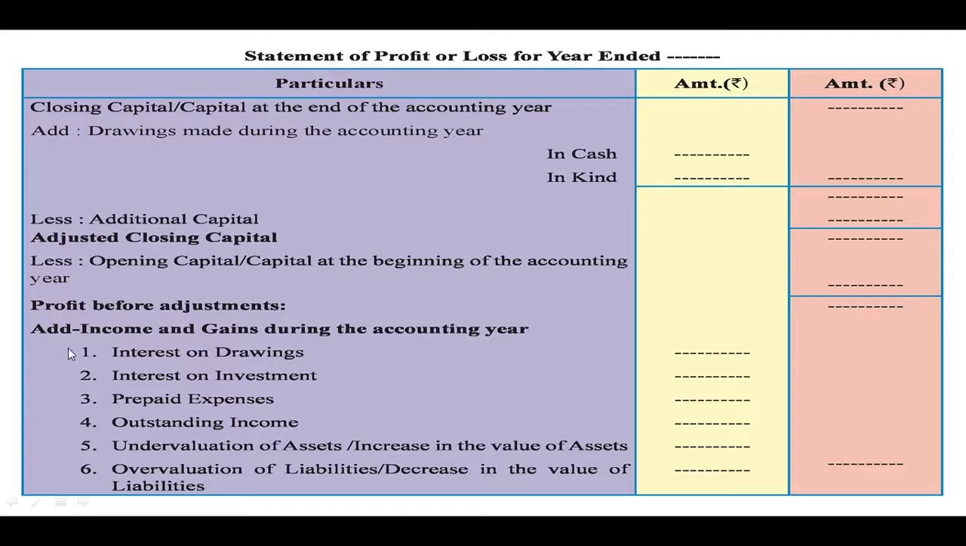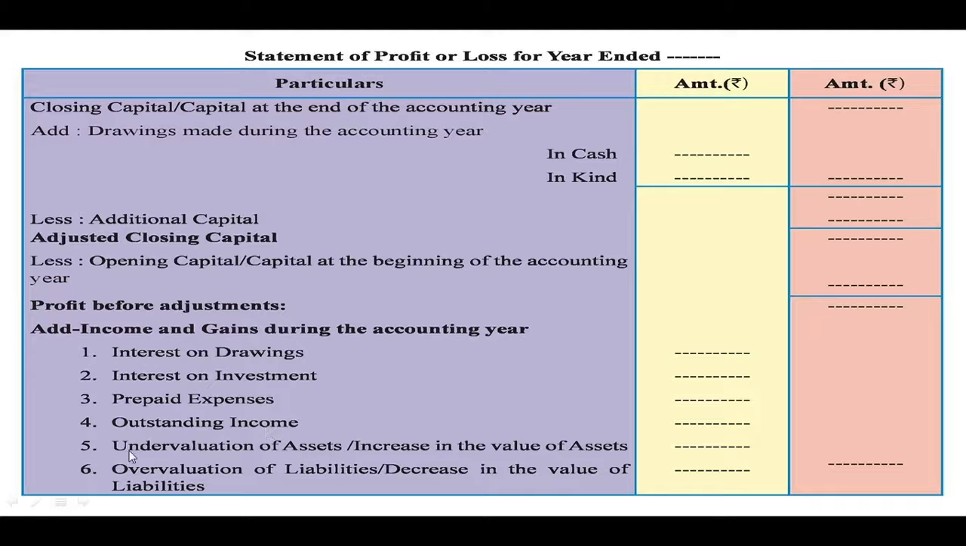In that we have to add income or gains which are received during the year. First is the interest on drawings, then interest on investment if it is given in the question. If the businessman has invested funds in any other business or in shares or in debentures, and if he receives any interest on that, it is the income for the business, it is to be added. Then prepaid expenses are added. Then outstanding income, this is the income receivable in the future. This is due for the accounting year but not yet received. So it is receivable in the future, it is added.